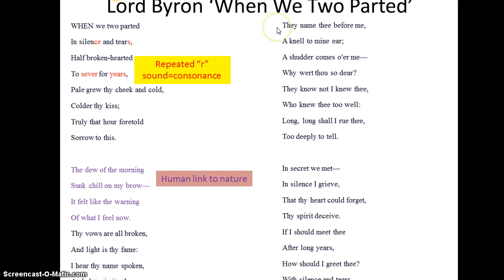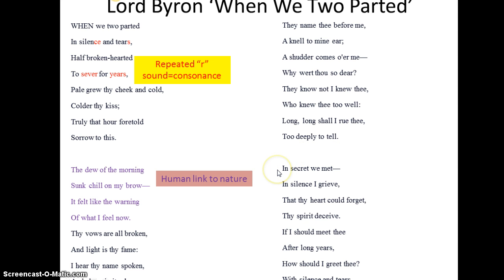Let's continue on. They name thee before me, a knell to mine ear. A shudder comes o'er me. Why wert thou so dear? They know not I knew thee, who knew thee too well. Long, long shall I rue thee, too deeply to tell. Again, some repetition to emphasize the length of how long he will rue or curse that relationship.